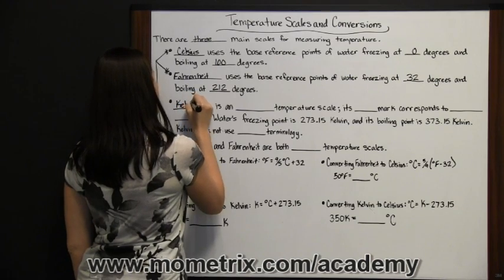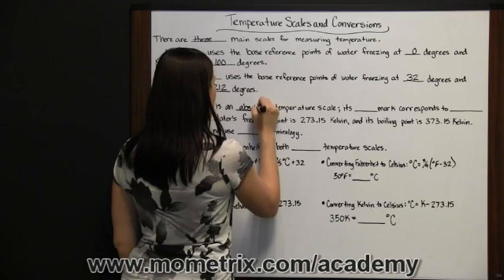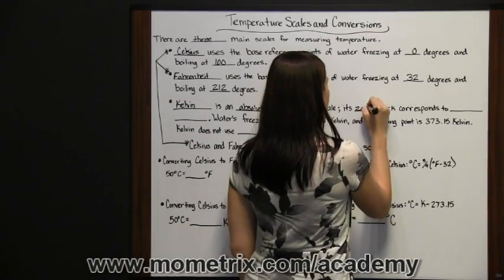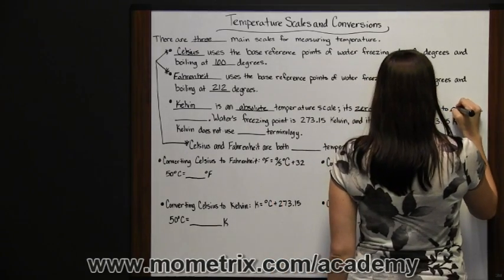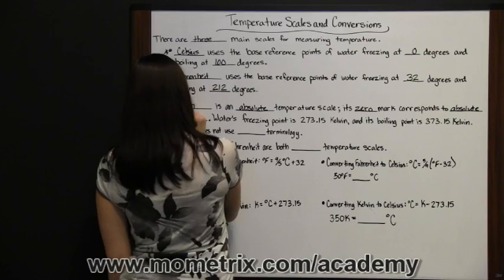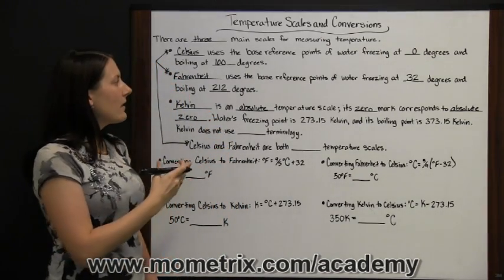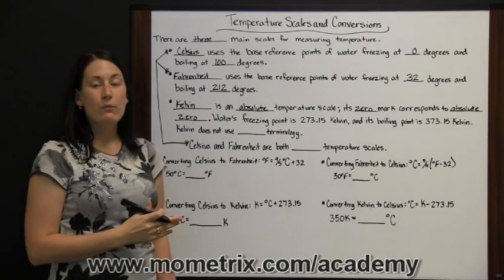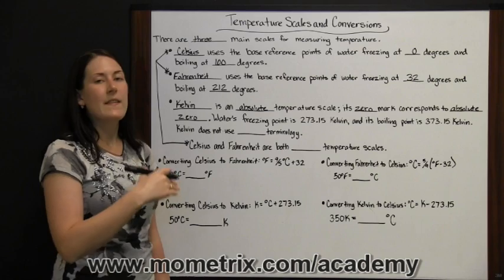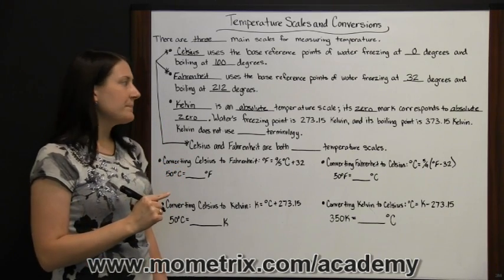The third main scale for measuring temperature is the Kelvin scale. And Kelvin is an absolute temperature scale. This means its 0 mark corresponds to absolute 0. It isn't based on the freezing or boiling point of water. It is based on absolute 0, where that starts and then goes up from it. And absolute 0 is the coldest possible temperature.